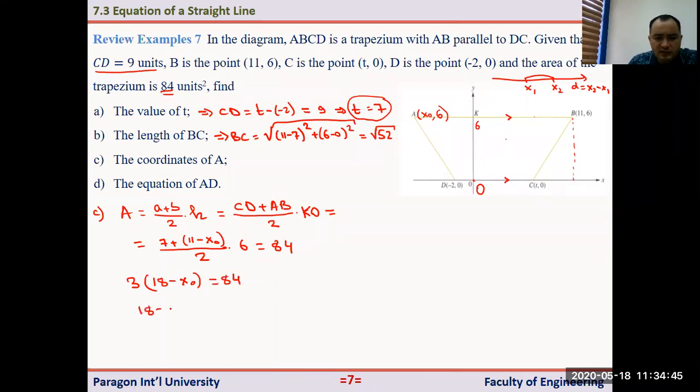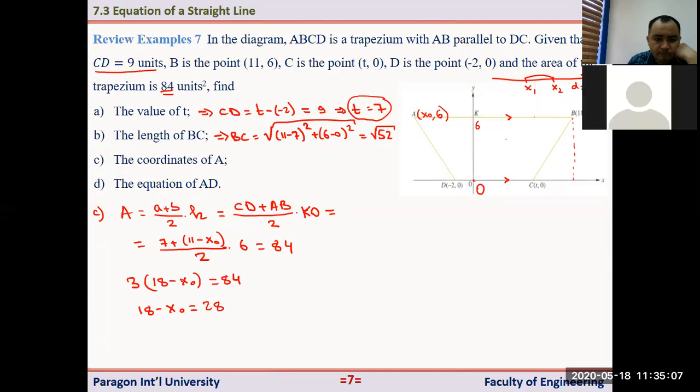Or 18 minus x sub 0 equals 84 over 3, which is equal to how much? It is 28, right? Sir, CD is equal to 9, not 7. You mean this one? No, the area one, CD plus AB over 2. You put 7. Okay. Yeah, it's supposed to be 9.